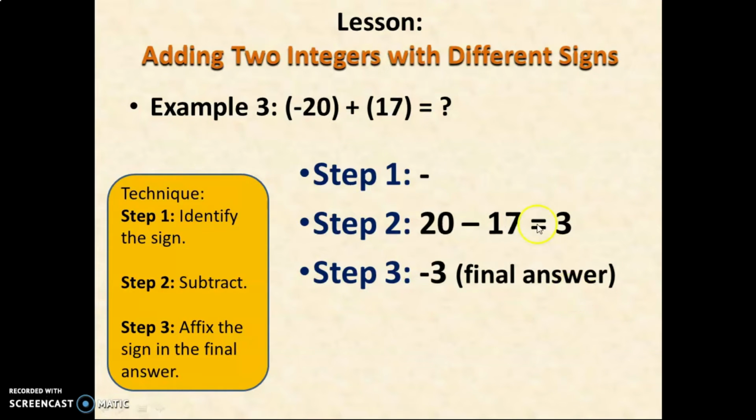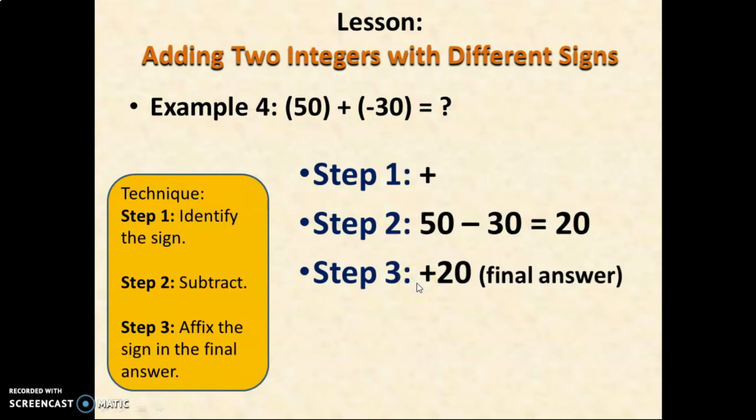Okay, example 3, -20 plus 17. Identify the sign. Mas mataas yung 20 in terms of absolute value, at ang sign ng 20 ay negative. So that will be the sign of our final answer. And step 2, subtract the two numbers. 20 minus 17, the answer is 3. So we combine step 1 and step 2. Our answer is -3.